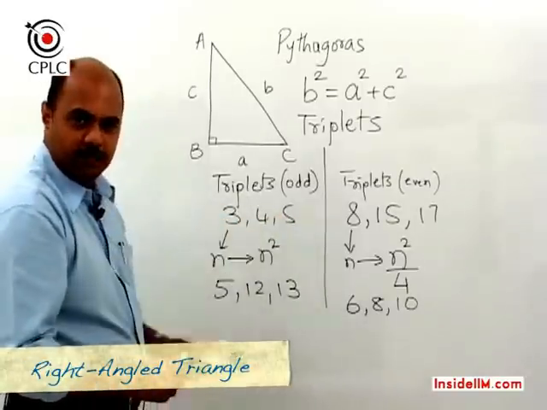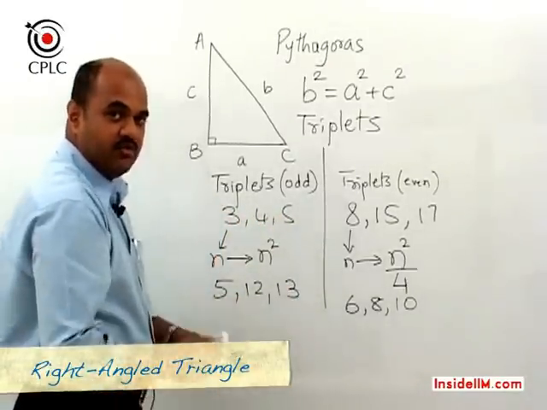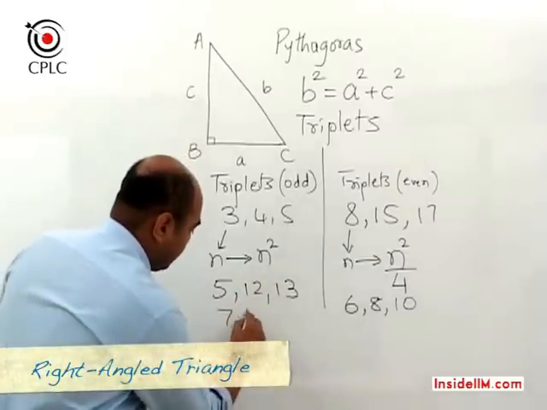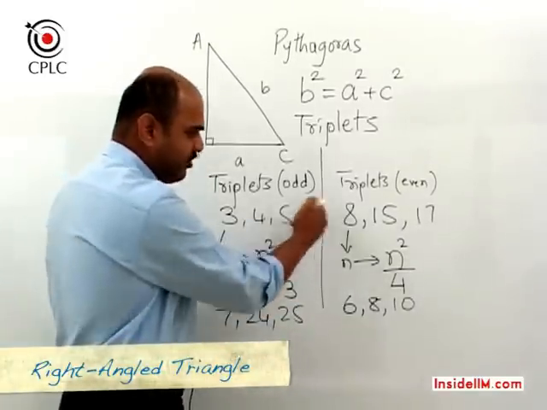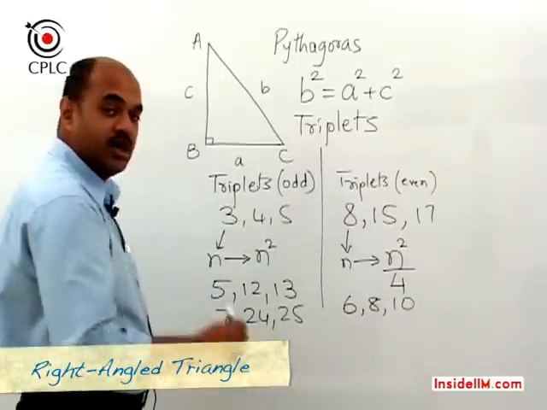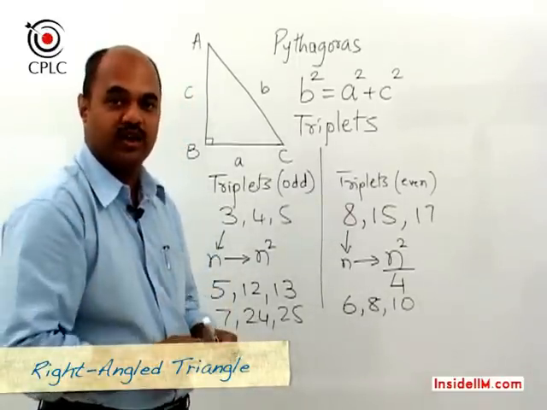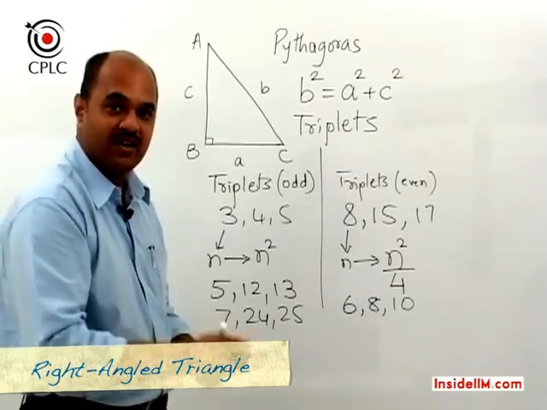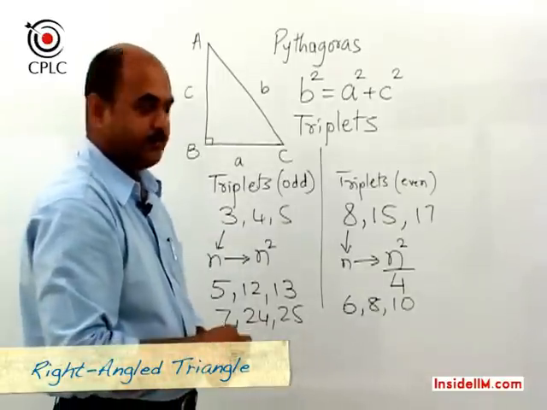A few triplets would be 3, 4, 5. You have 5, 12, 13. We also have 7, 24, 25 as a triplet. 8, 15, 17 is a triplet. 9, 40, 41 is a triplet, and the list can go on, and we can actually generate this list using these two rules that we have looked at.